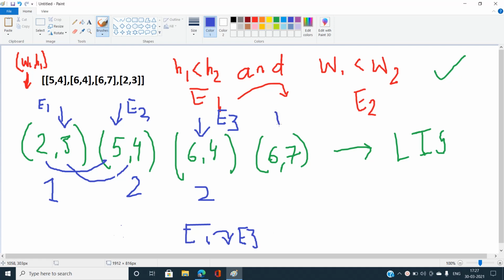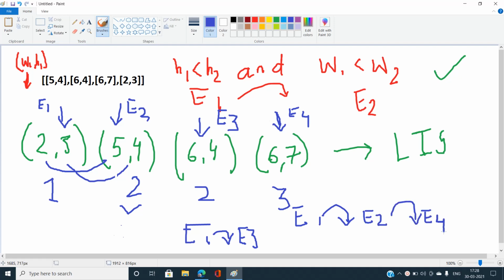So I am going to find the maximum number of envelopes in a sequence, that is, putting one envelope inside another. It is E4 now, so let's find it out. E1 can be put inside E4, yes, and E2 can be put inside E4, yes, because 5 is strictly less than 6 and 4 is strictly less than 7. Can we put E3 inside E4? No, we cannot. So the length of the longest increasing subsequence is 2 plus this one, that is 3. We can put E1 inside E2 and E2 inside E4. So the answer would be 3 envelopes.